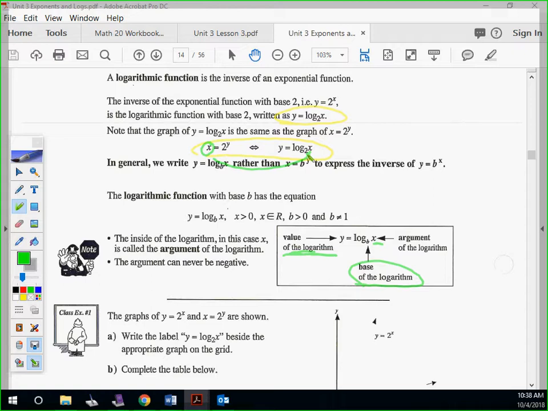That's a good question. I'm not sure why they use that. The inside of the logarithm, in this case x, is called the argument of the logarithm. I think it's more because that's what you're switching, that inverse piece. I'll try to see why they use the word argument. I haven't heard it called argument before, to be honest.